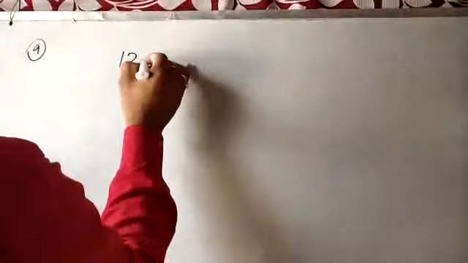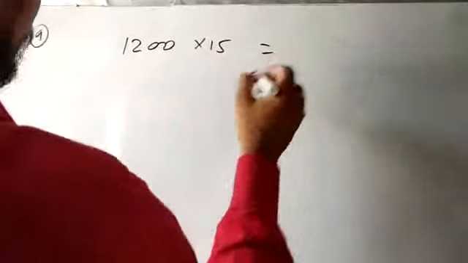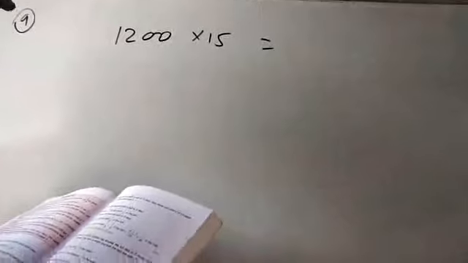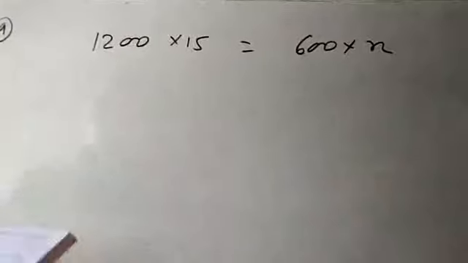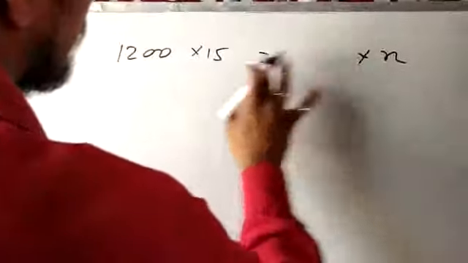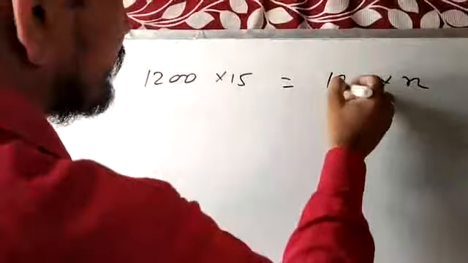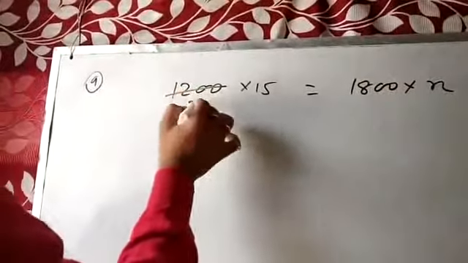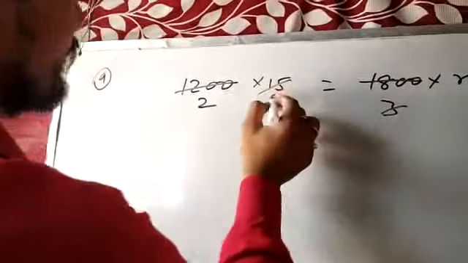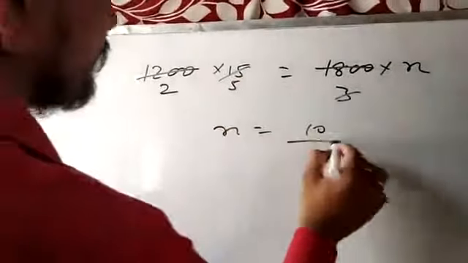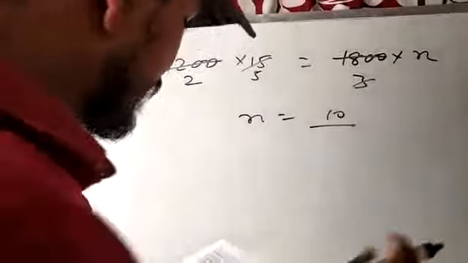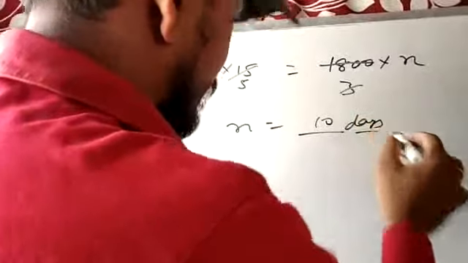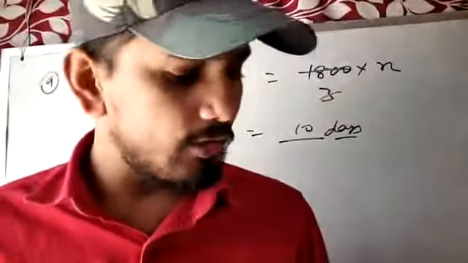A garrison of 1200 men had provisions for 15 days. See, 1200 men, 15 days. So if it is increased by 600 men, how many days? Okay, if I increase by 600, then 1200 plus 600 we can write 1800. Cut 600, 2 ja, 600, 3 ja, 3 5s are 15, 5 2s are 10. Okay, so it will take 10 days. Okay, question number 10 is very easy. I hope you can solve it.